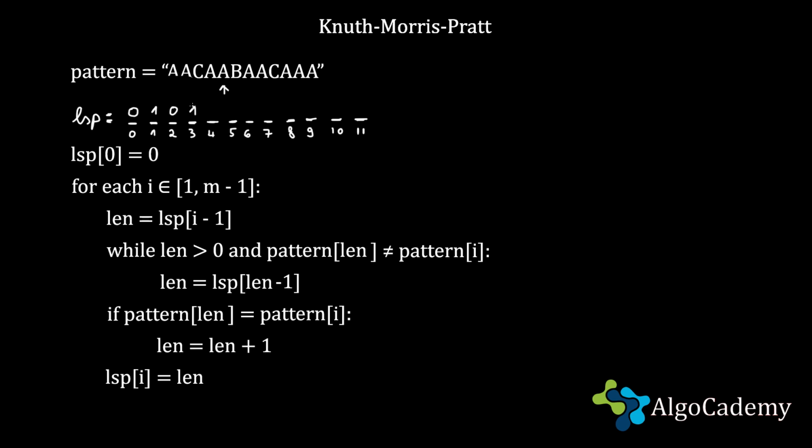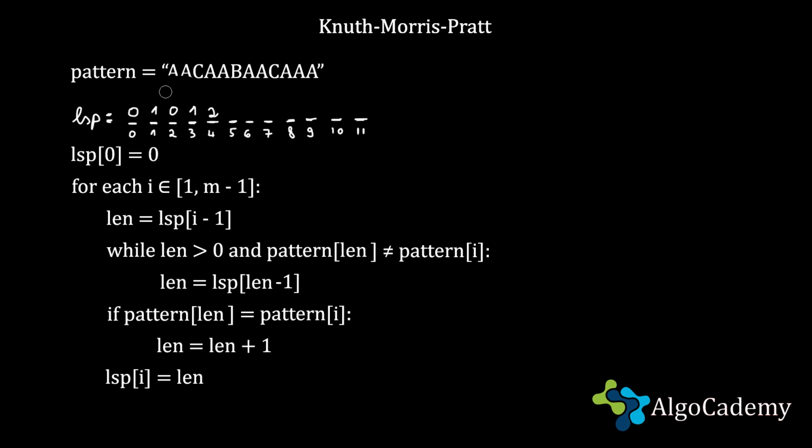Len equals LSP of I minus 1, so len is 1. I know that this one is equal to this one. So what do I do? Of course, I enter the while loop, and I check, is pattern of 1 different than pattern of I? Well, A and A, they are not different. Awesome. So I finish execution right away. I check to make sure, are they equal? A and A, they are equal. Okay, so I have a suffix of length 2, which is also a prefix. Increment the len becomes 2, and the LSP is now 2.